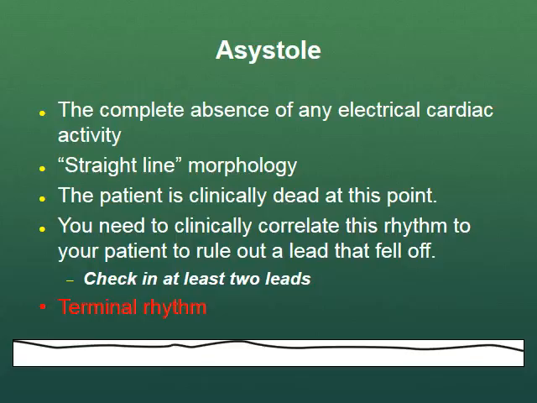Asystole, excuse me, is the complete absence of electrical cardiac activity. This is the straight line. This is the easiest one to pick out. If you have any trouble with EKGs, you should always be able to pick out asystole. The patient is clinically dead at this point. You need to clinically correlate the rhythm to your patient to rule out that a lead fell off. That's why we always check asystole in at least 2 leads. This is a terminal rhythm.